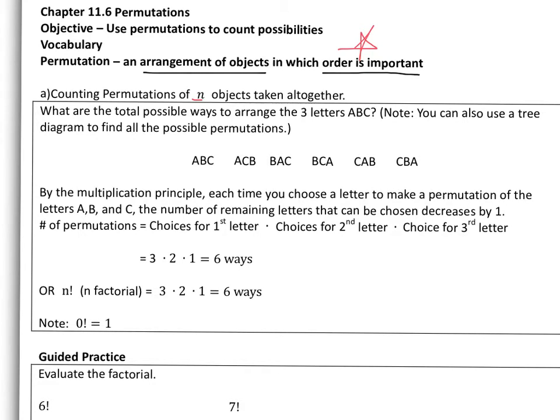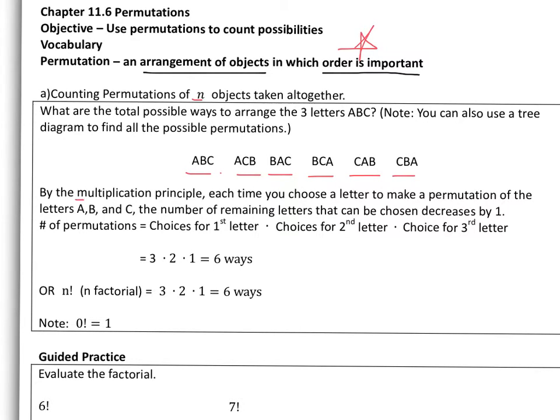So let's take a look at this example here. What are all the total possible ways to arrange the three letters A, B, and C? Note, you can also use a tree diagram to find all the possible permutations. But here I already listed all the different possible ways. ABC, ACB, BAC, BCA, CAB, and CBA.